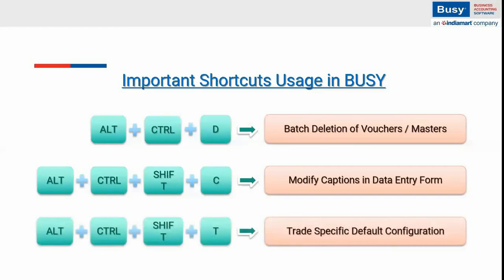This is also a very useful shortcut, because Busy has one particular specific feature called trade specific configuration. While you are creating a company, at that point of time, ready-made features are available. Using this trade specific default configuration feature, the Busy user can enable the required segment-wise features automatically. Once the feature has been enabled, or once the company has been created, this button will not appear. It will be hidden. Again, if you want to enable this button, you should press Alt Control Shift T.